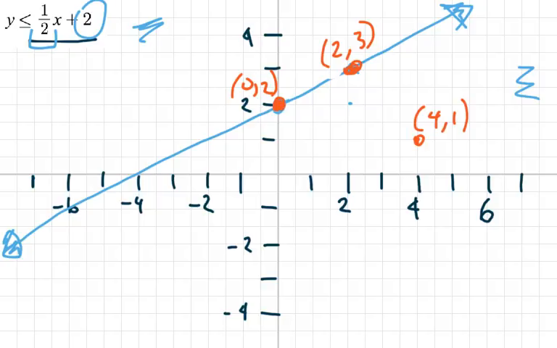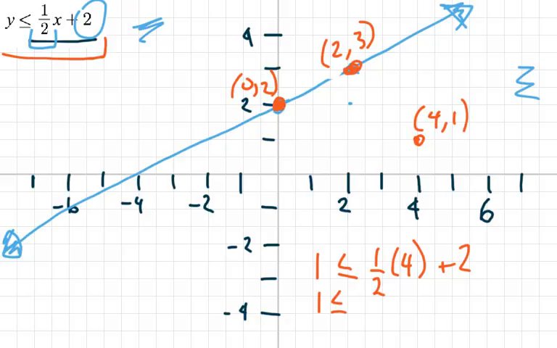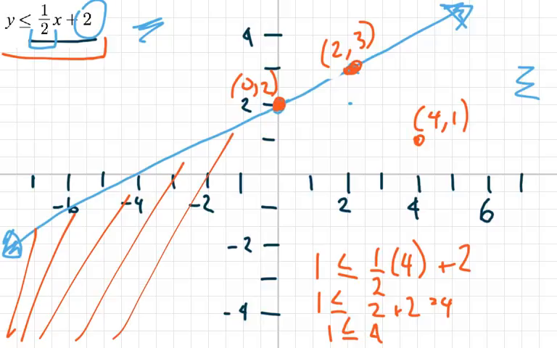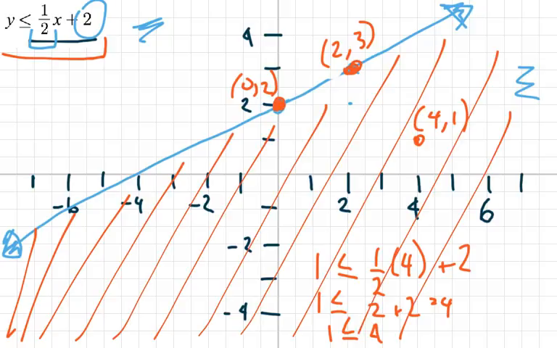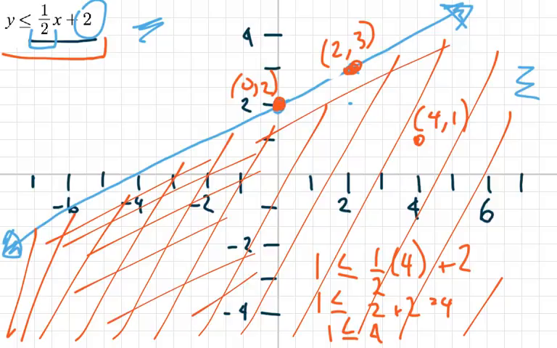If we plug in (4, 1) to our inequality over here, does it make our inequality true? So 1 is the y value, is 1 less than or equal to 1/2 times 4 plus 2. That gives us 1 is less than or equal to 4 divided by 2. 4 over 2 is 2, plus 2, which equals 4. And yes, indeed, 1 is less than 4. That shows me that points on this side of the line will make our inequality true. So we will shade in this portion of the plane, and that is our inequality graphed.